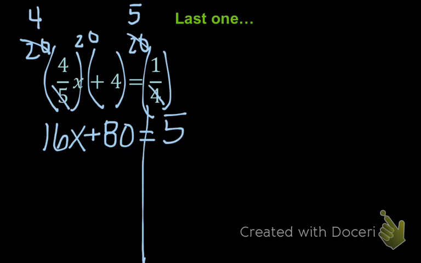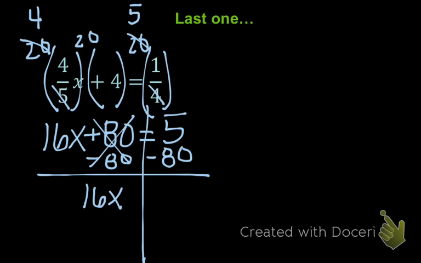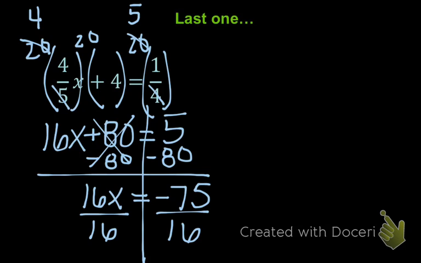First thing we need to do, subtract 80 on both sides. My 80s cancel out. I'm left with 16x equals 5 minus 80. Think back to those integer rules. You should get negative 75. And now we're going to divide by 16. So once you do that, you should be left with x equals negative 75 over 16.